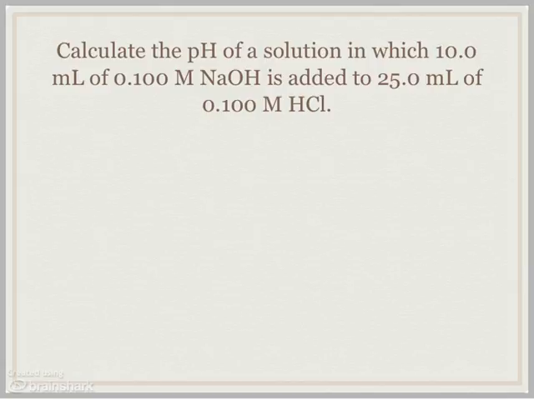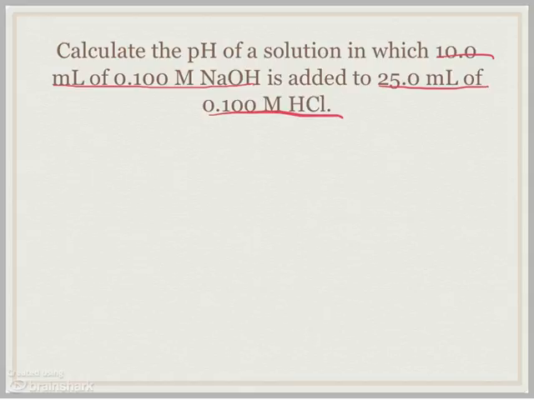So now let's just go through how to figure something like this out. In this case, you'll notice that you have 10 milliliters of 0.1 molar solution NaOH, you have 25 milliliters of 0.1 molar HCl, and you want to be able to figure out the pH of the solution.